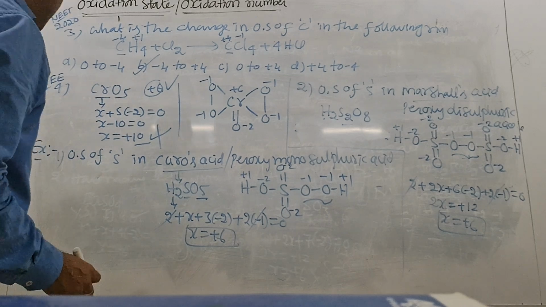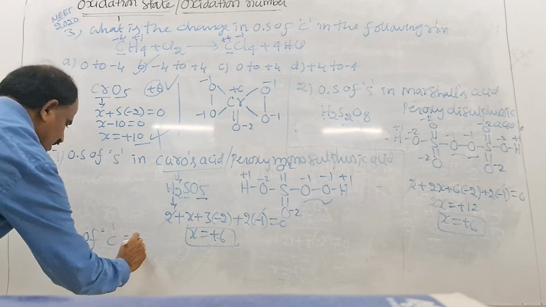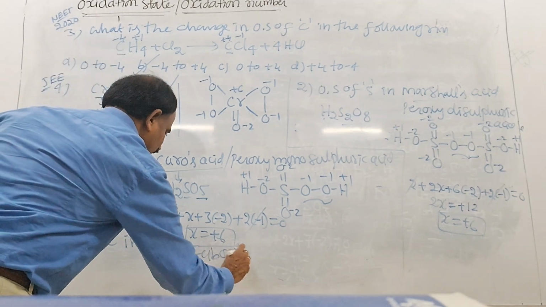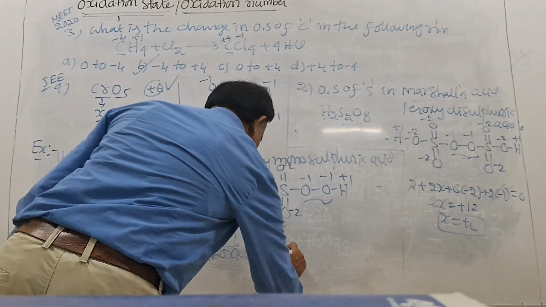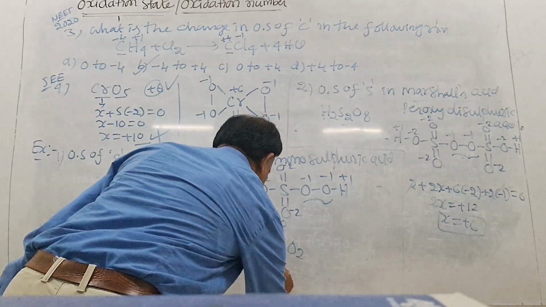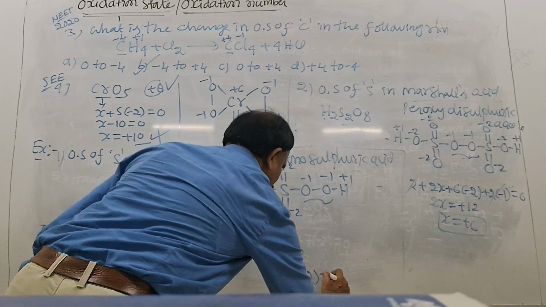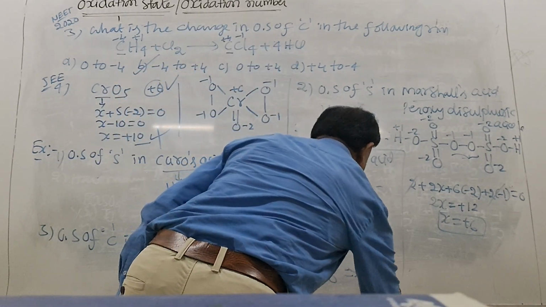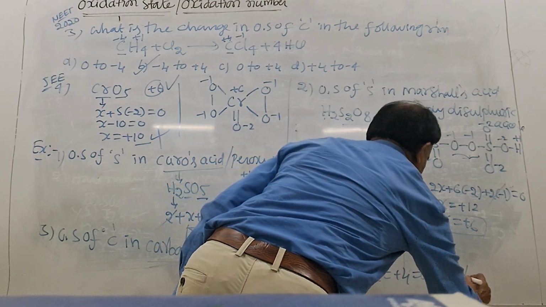Right students, like that you can see one more example: the oxidation state of carbon in carbon suboxide. What is the formula of carbon suboxide? Very important: the formula of carbon suboxide is C3O2. There are 3 carbons, so 3x plus 2 into -2 equal to 0. Then 3x equals +4, and finally x equals +4 by 3.